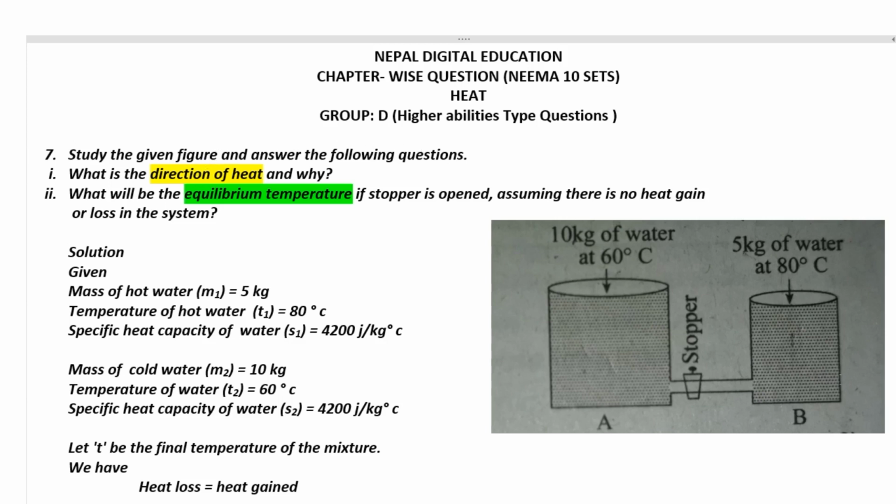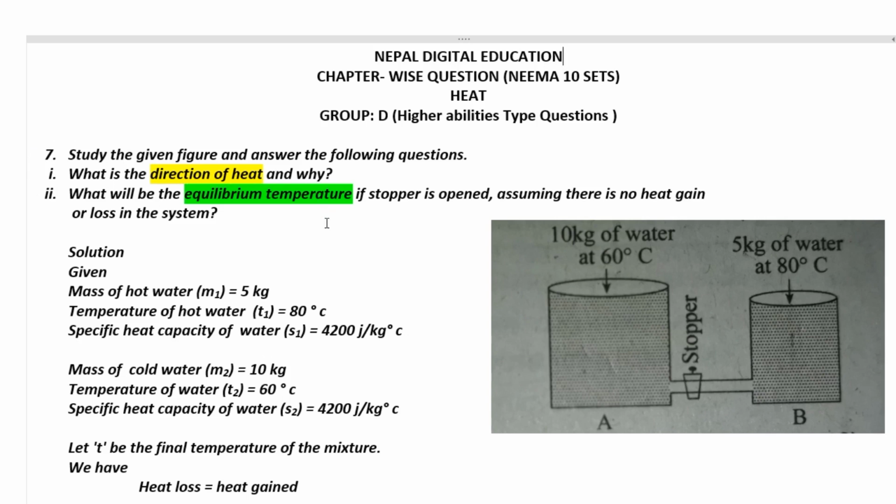So we have this diagram A and B. In A we have 10 kg of water at 60 degrees Celsius, and in B we have 5 kg of water at 80 degrees Celsius. So we have here two beakers, A and B. So what is the direction of heat and why?